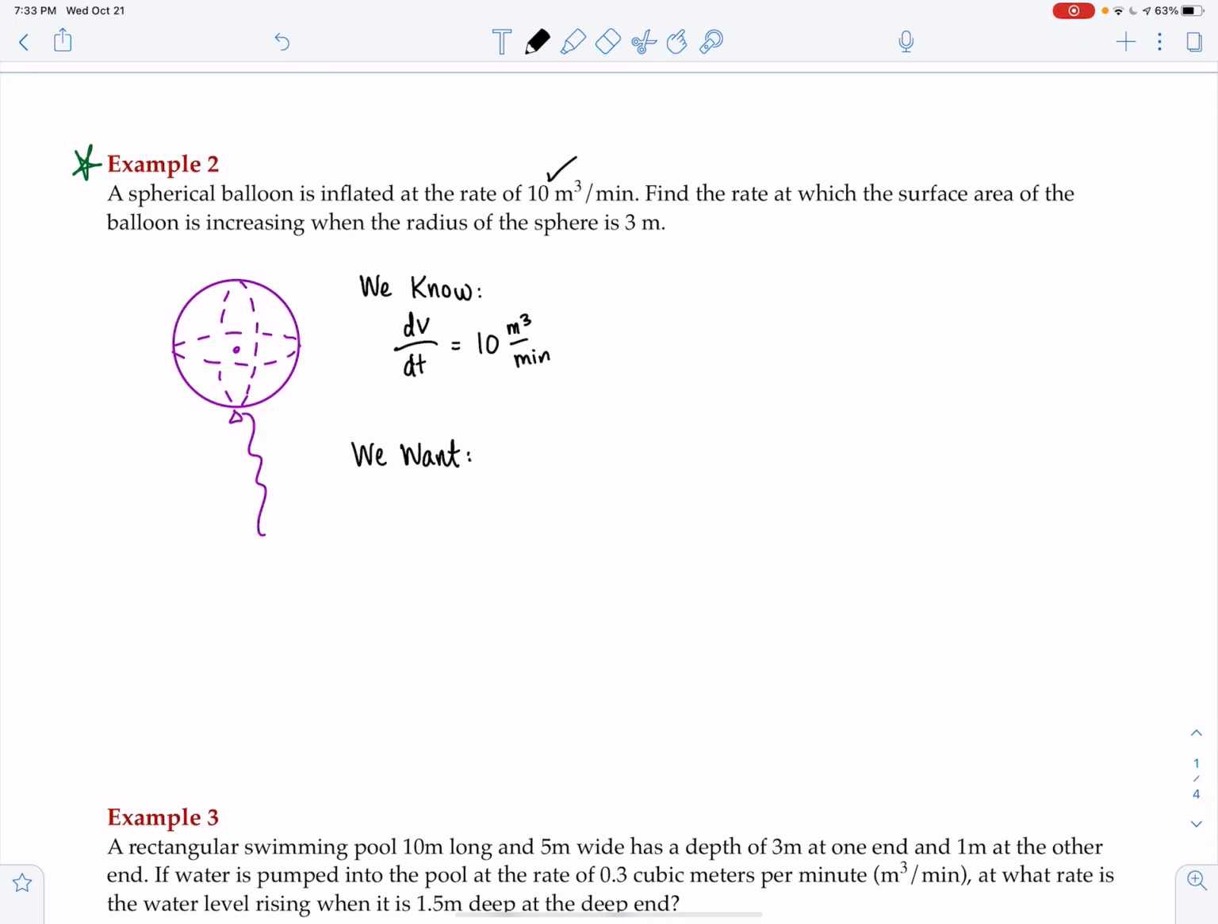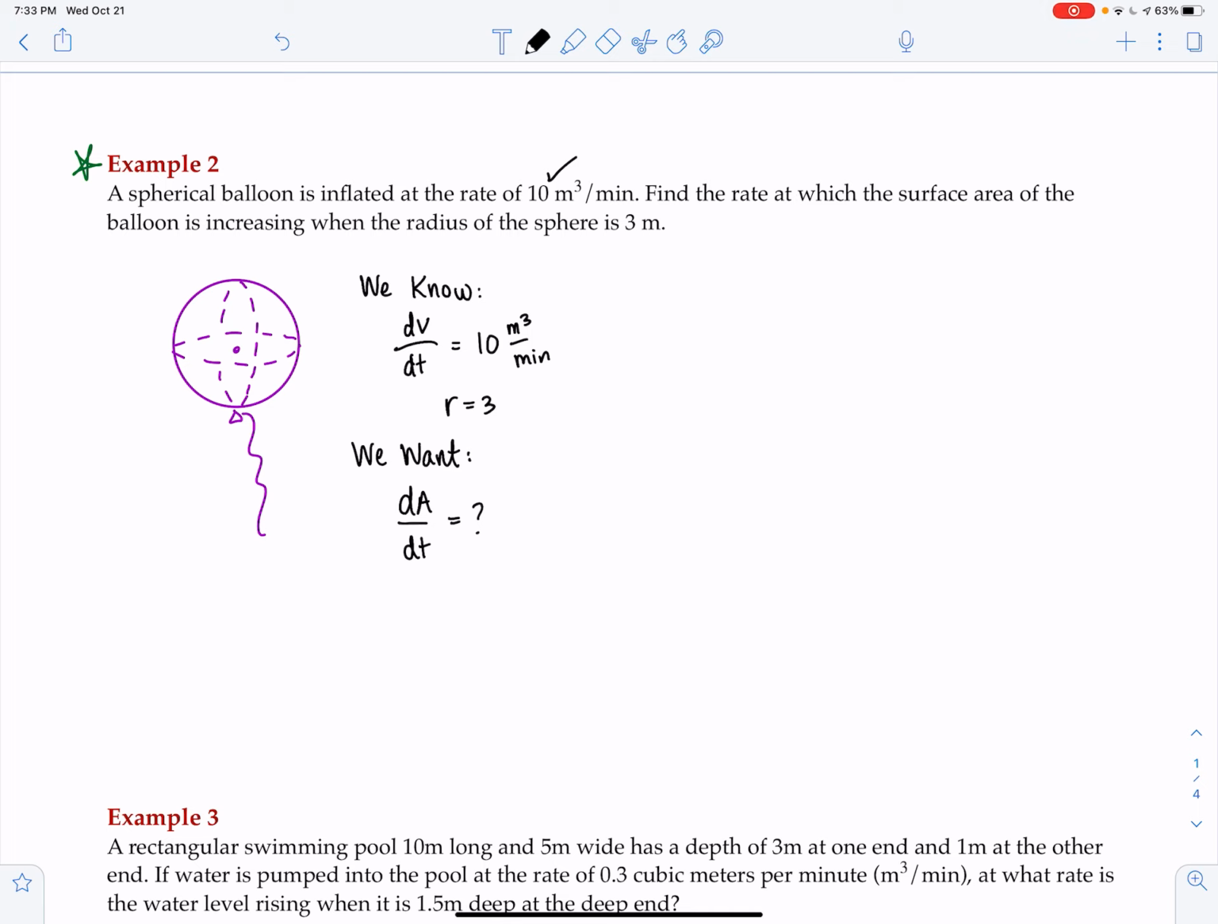So we got that. Find the rate at which the surface area is changing or increasing. So we're going to represent that with dA/dt, the rate at which area is changing over time. And then it gives us a specific radius of the sphere at 3.